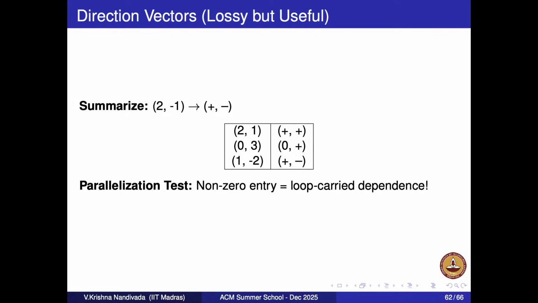If I am not dependent on anyone else, and for every statement in the loop body I say it's independent, it only depends on itself, what does it mean? I can parallelize the loop. So no loop carry dependence. If I have no non-zero entries, it means no loop carry dependence. If I have some non-zero entries, what does it mean? There is some dependence. Yes or no? Okay.